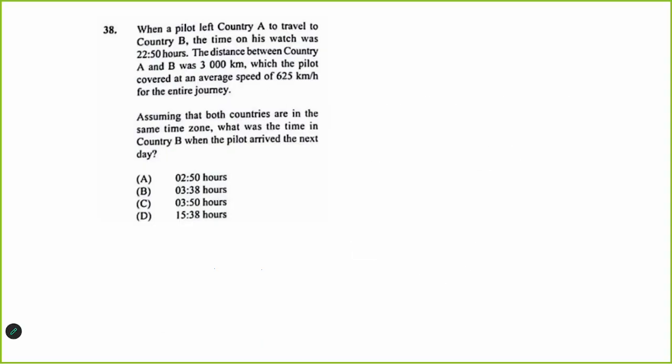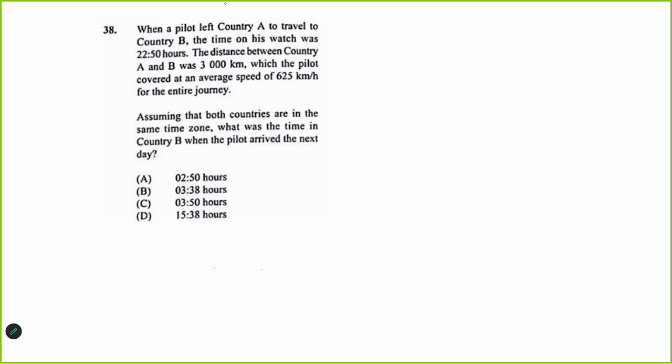Number 38. When a pilot left country A to travel to country B, the time on his watch was 2250 hours, which is basically 10:50. Right? The distance between country A and B is 300 kilometers, which the pilot covered at an average speed of 62.5 per hour for the journey. Assuming that both countries are in the same time zone, what was the time in country B?